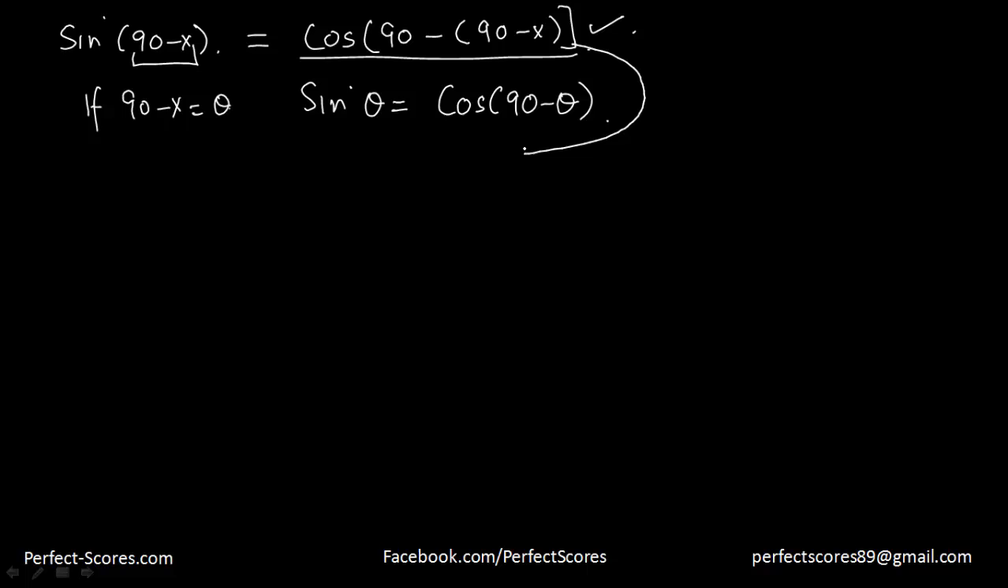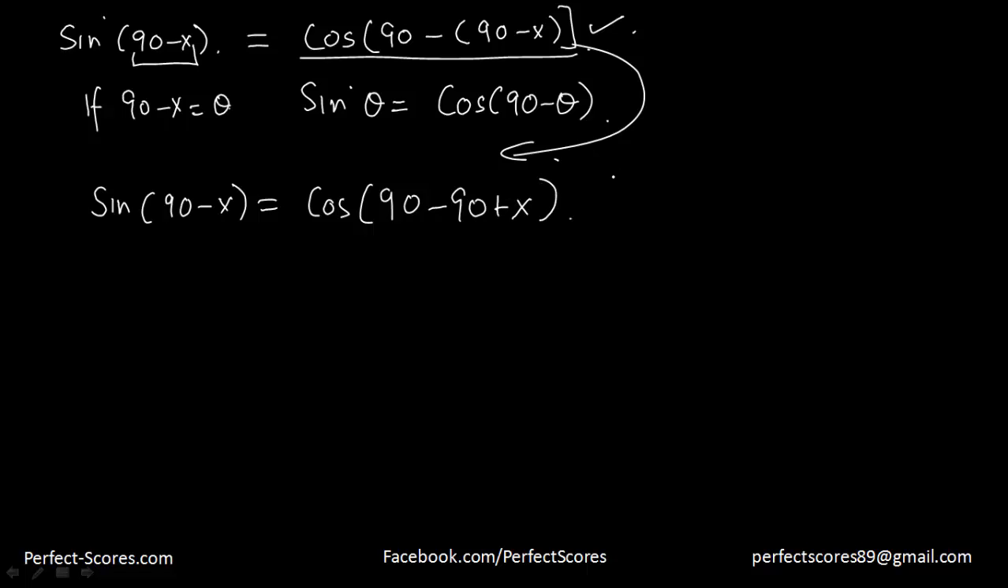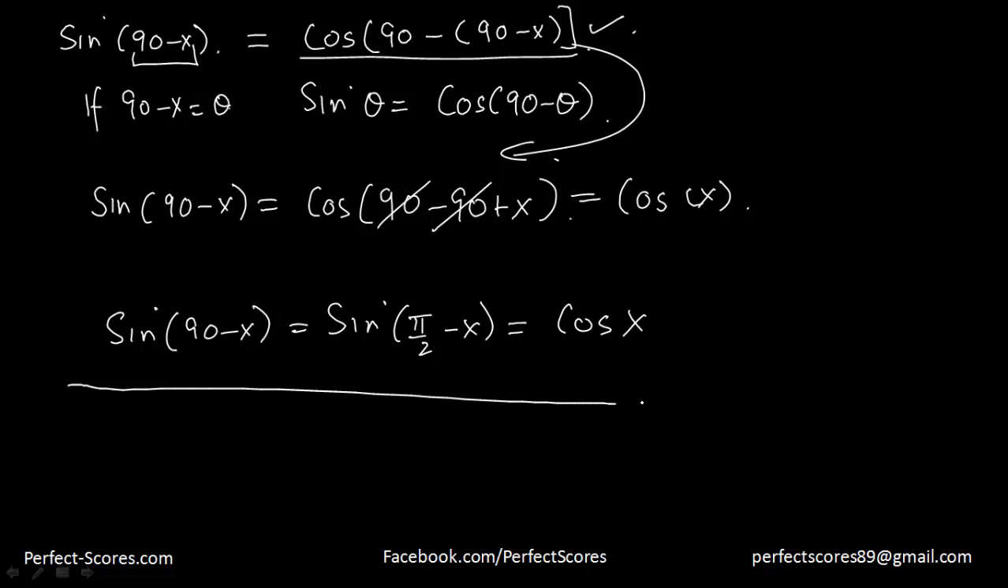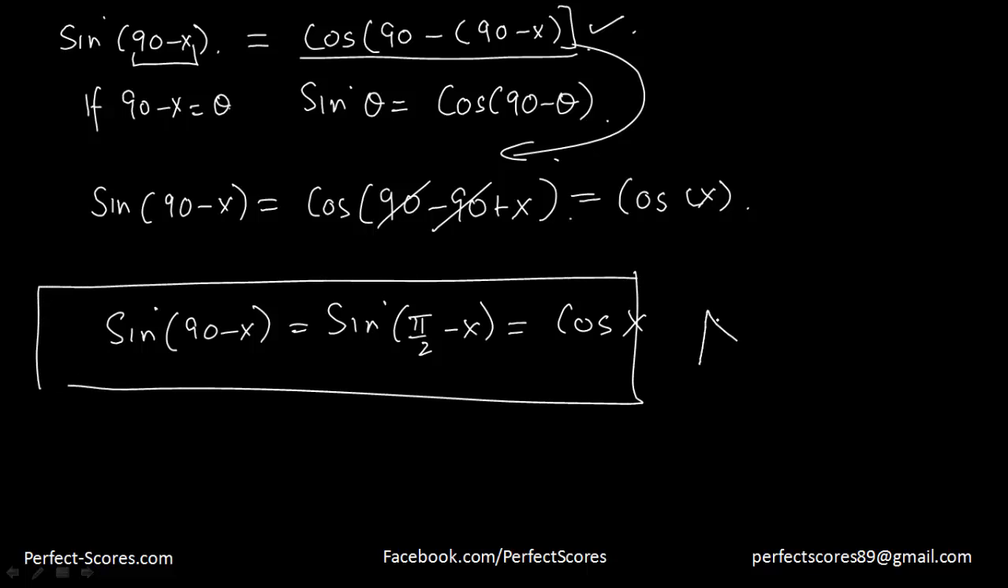So if you open this expression up here, that is sine of 90 minus x is equal to cosine of 90 minus 90 plus x. Right? So this 90 and this 90 will get eliminated. So I'll have this to be equal to cosine of x, which means I can say that sine of 90 minus x, or the value of sine of pi by 2 minus x, is going to be equal to the value of cosine of x. Again, a very important result.